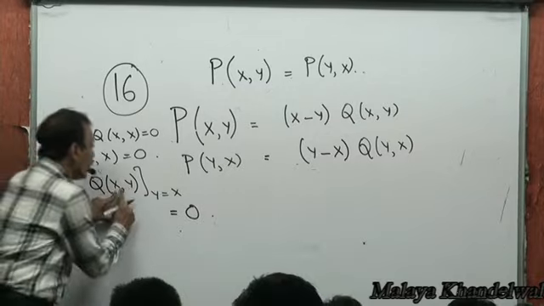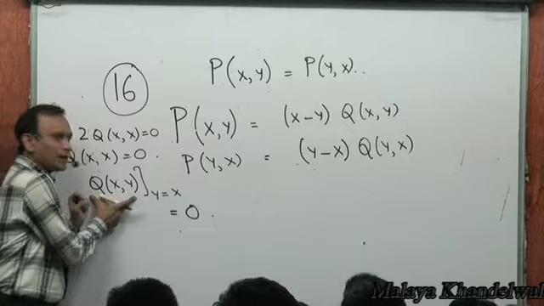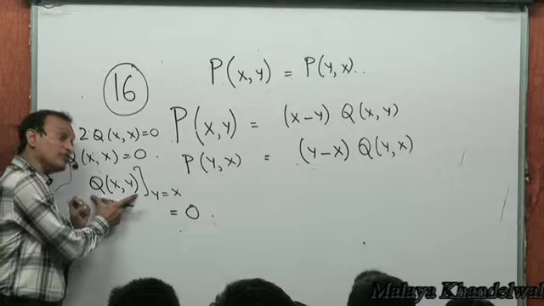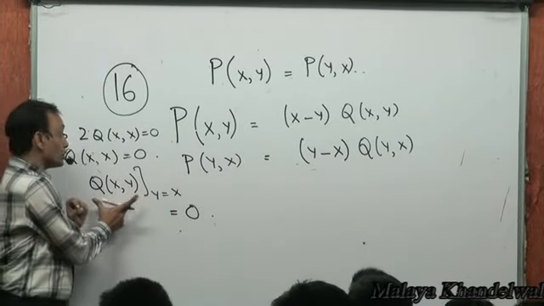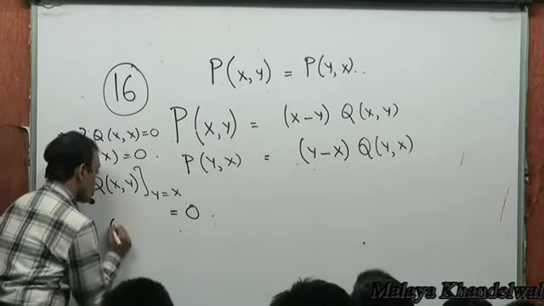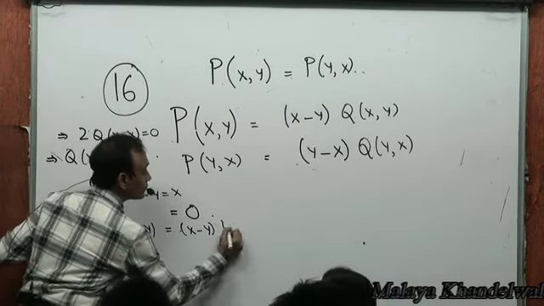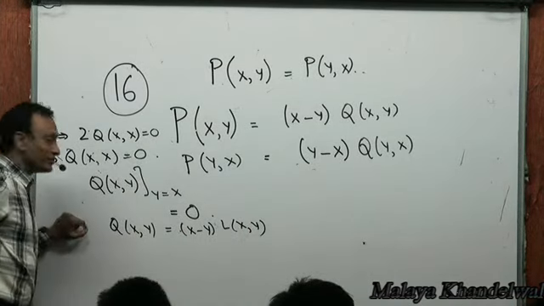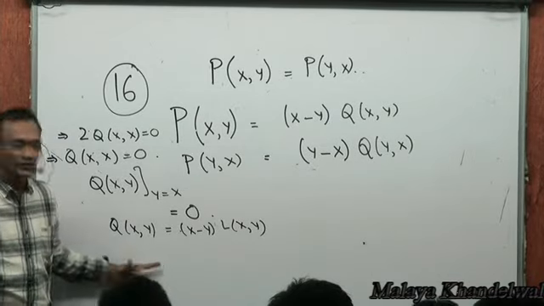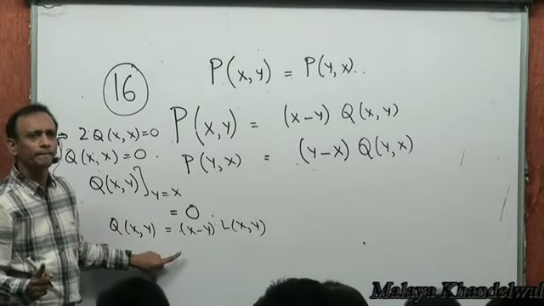That means in q(x,y), if you plug in y equal to x, this will become 0. If this becomes 0 when you plug in y equal to x, that means q(x,y) must have (x minus y) as a factor, so that when you plug in y equal to x, q(x,y) becomes 0. Yes or no? X minus y must be a factor of q(x,y). Yes or no? Right?